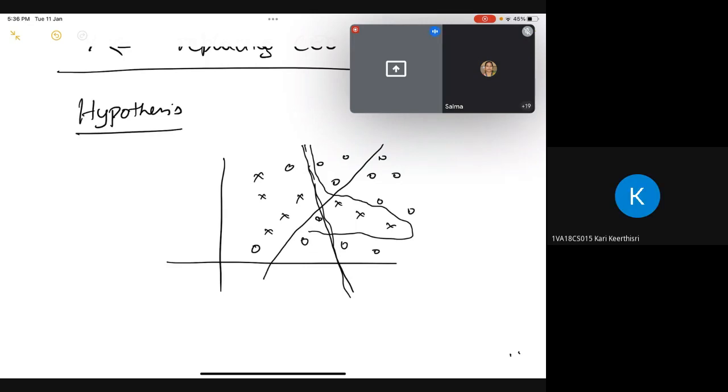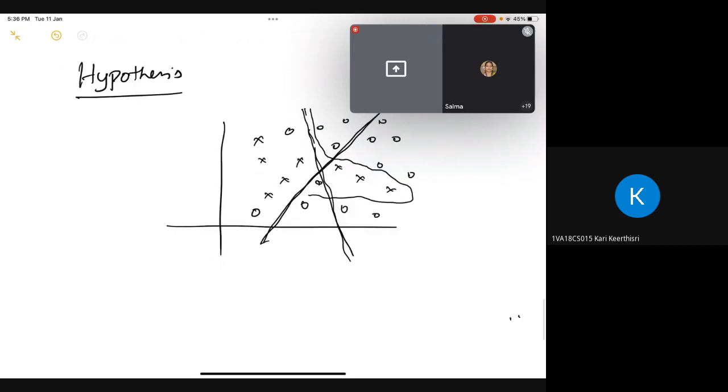So each of these is a hypothesis. When I say I'm drawing a line, it means it's a function. Graphically, when I say a line, algebraically, I'll say it's a function, right? So a hypothesis is, hey, given a set of some data points, it is a function which can describe the data points in the best possible way, right? And it is not just one function, it can be a set of functions, right?